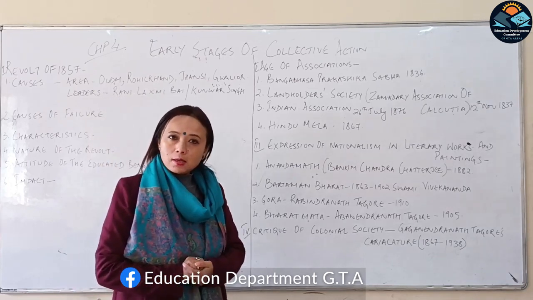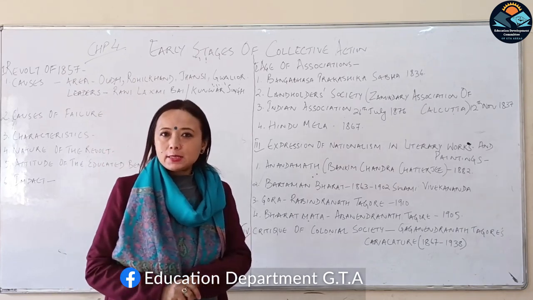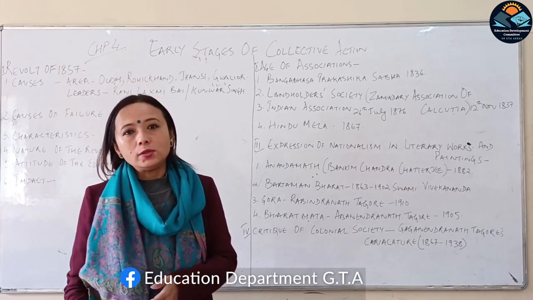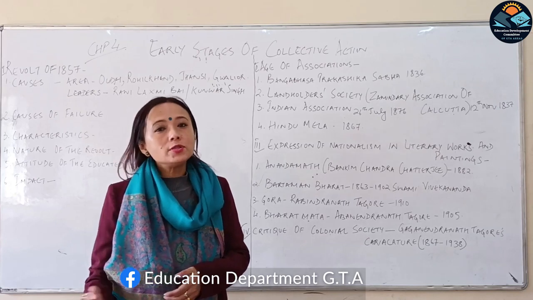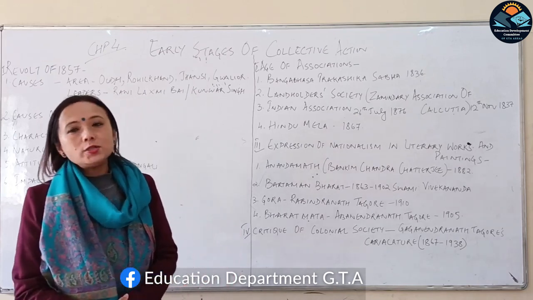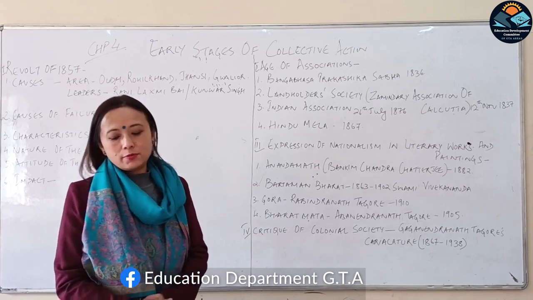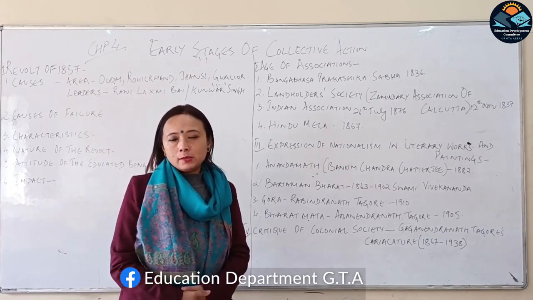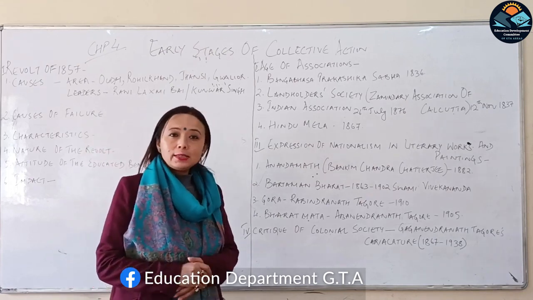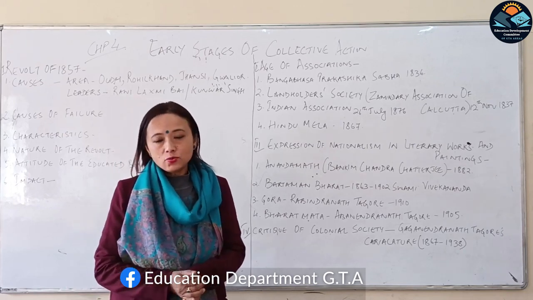Why? Because they thought that the success of the rebels might re-establish the old social order, that is, the feudal society, in place of the modern education and reforms brought by the British. They paid respect to the British and thought that the Britishers were a blessing to them.